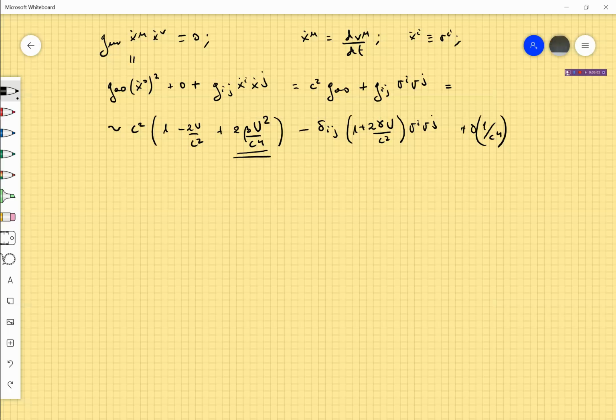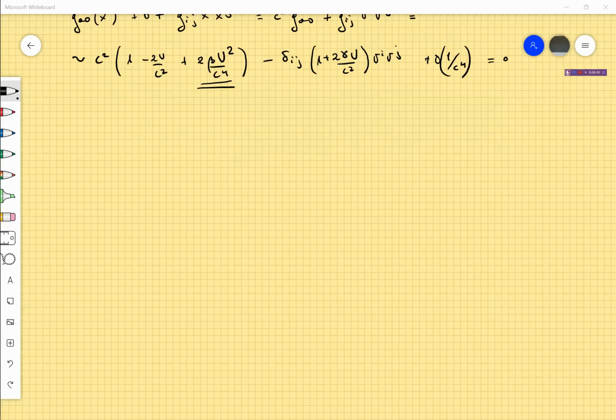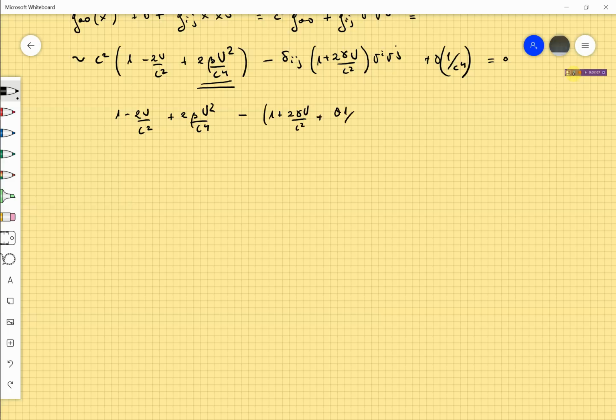Since this is going to be 0 up to terms of order 1 over c^4, if we divide this whole expression by c squared, we get 1 minus 2U divided by c squared plus 2βU squared divided by c^4, minus (1 plus 2γU divided by c squared) times v squared divided by c squared, equal to 0. So this is the expression.